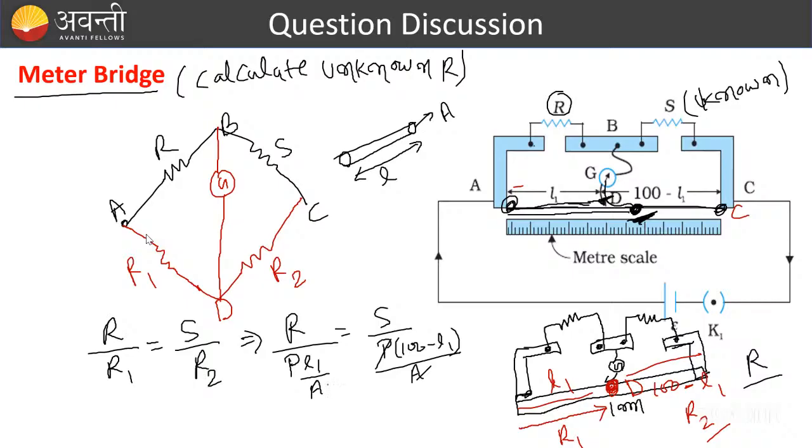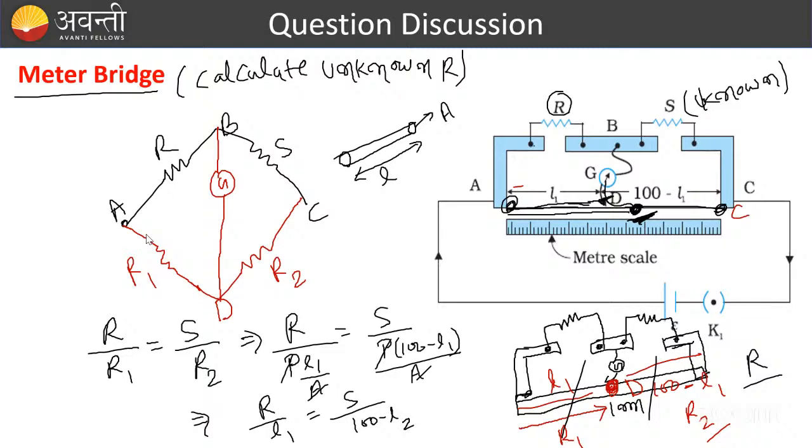So this will get cancelled. Rho and A are same for both the portions because both are part of the same wire. So यहाँ से अगर आप लिखते हो तो इक्वेशन क्या मिलेगा, R by L1 is equal to S by 100 minus L1. So this is the equation of meter bridge that we will be getting.